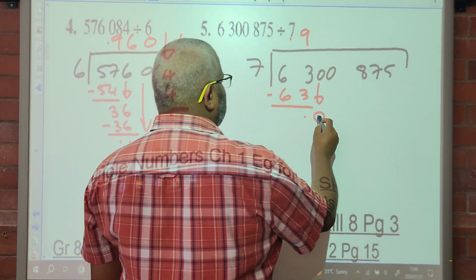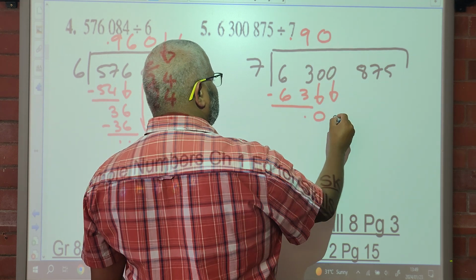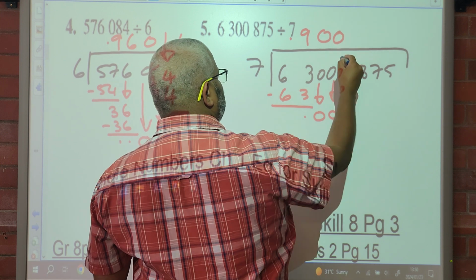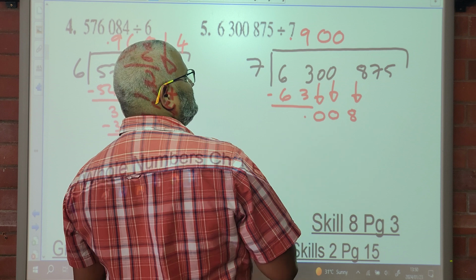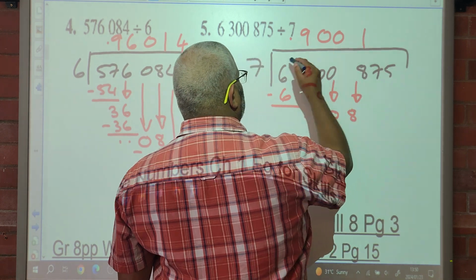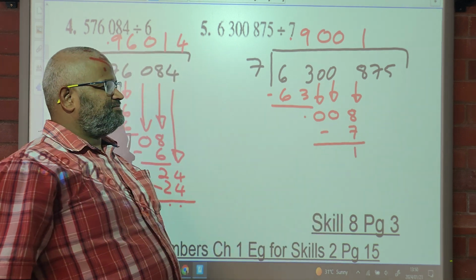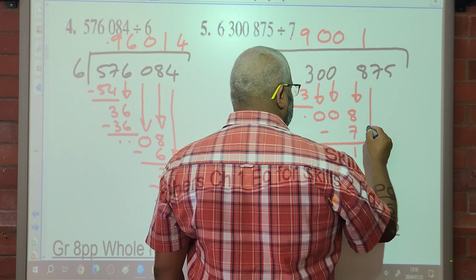7 going into 0 how many times? 0 times. Bring down the 0. 7 going into 0 how many times? 0 times. Bring down the 8. 7 going into 8 how many times? 1. 1 times 7 is 7. Subtract again. Okay. We bring down the 7.